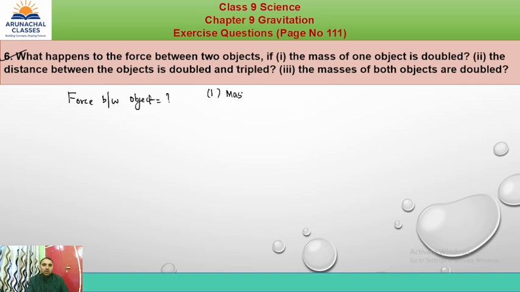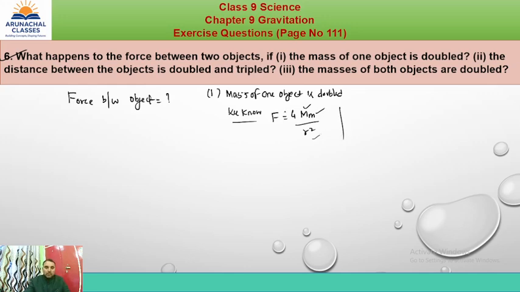I am taking case 1, where the mass of one object is doubled. Let us take this case first. We know from the universal law of gravitation that capital F is equal to capital G, capital M, small m upon r square. Capital M is the mass of one object, small m is the mass of another object, and r is the distance between these two objects' centers.